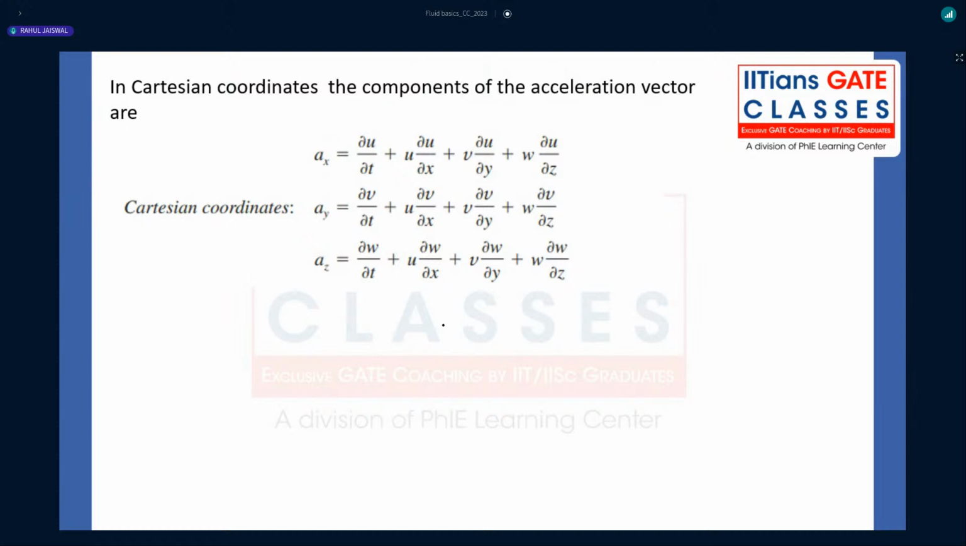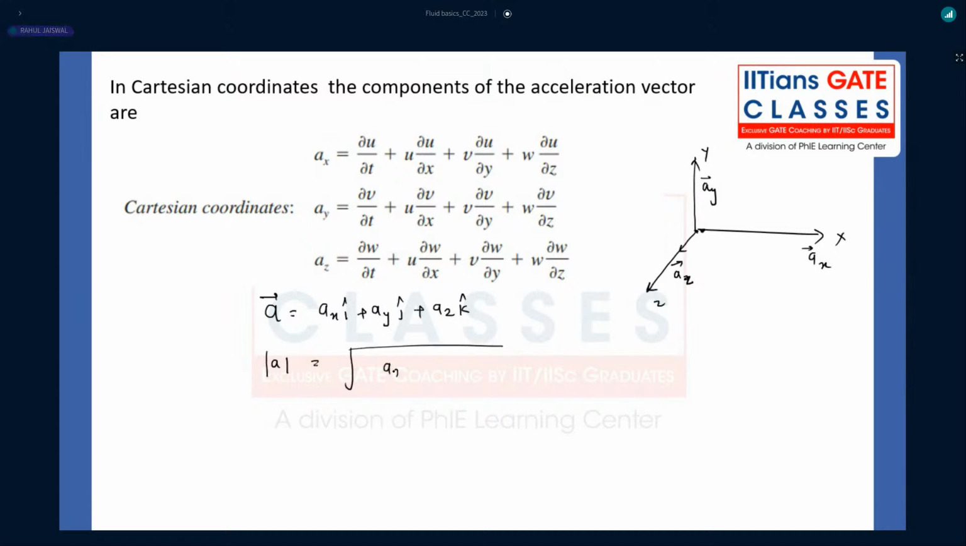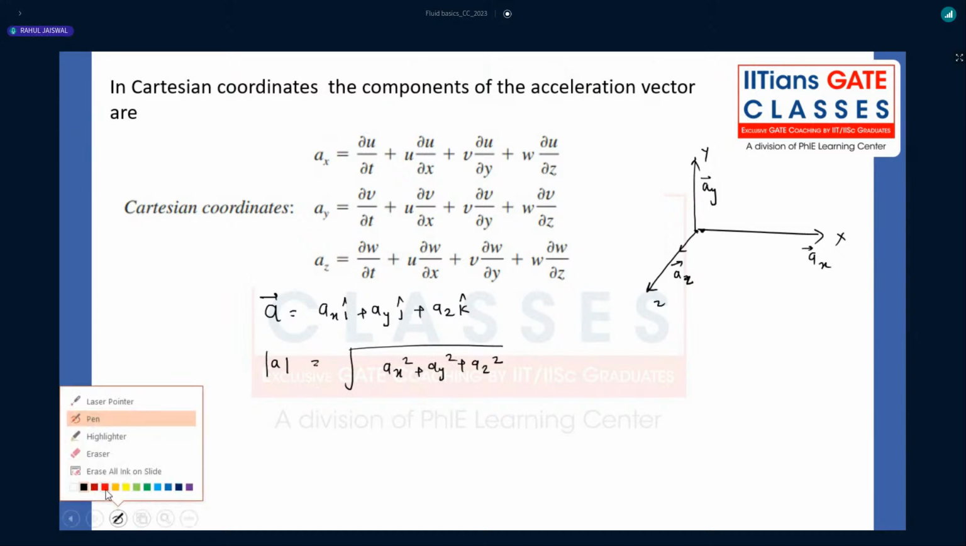Now note the equations ax, ay, and az. That means acceleration in the x direction, acceleration in the y direction, acceleration in the z direction, right? So these are the components of acceleration. If you are writing total acceleration, then we can write ax i cap, ay j cap, az k cap, right? If I write the magnitude, it is the square root of ax square plus ay square plus az square. But the main thing is the fundamental behind these formulas.